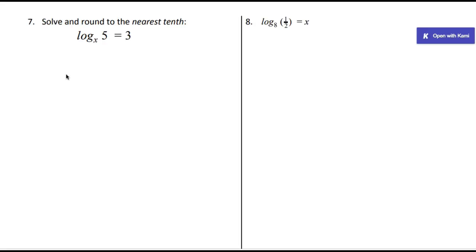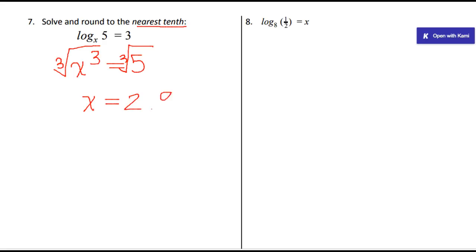Okay, at this point, you've tried number 7. You should definitely have set this up as x cubed equals 5. And we want to think about, how do I get rid of that power of 3? I need to take the cube root of both sides. Now, 5 is not a nice number to take the cube root of by hand, so we can just put that into our calculator. And then we want to make sure we follow the rounding instructions to round to the nearest tenth. So when we round to the nearest tenth, we should get 2.9.